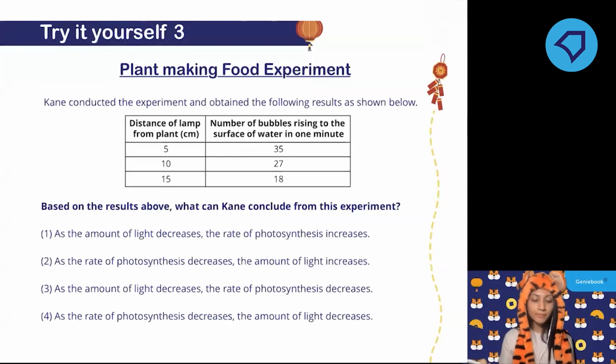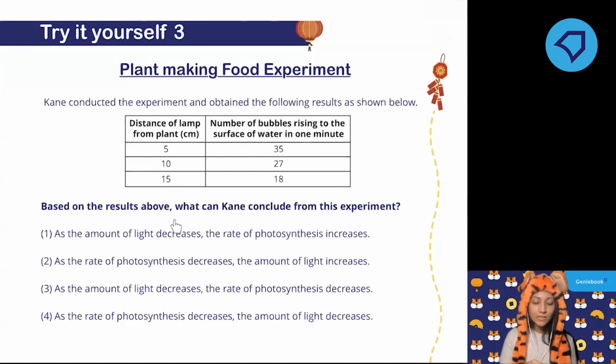Still on the same experiment, but this time Kane has already recorded the results. So he recorded results as follows. Okay, so he wrote down distance of lamp from plant in centimeters, number of bubbles rising to the surface of water in 1 minute. Okay, so Kane is very good. He managed to write all the units very clearly. So you see that when the plant is placed close to the lamp, the distance is only 5 cm, number of bubbles is 35. But when he pulled the lamp away from the plant, the number of bubbles became 18.